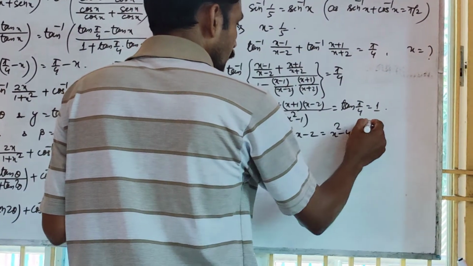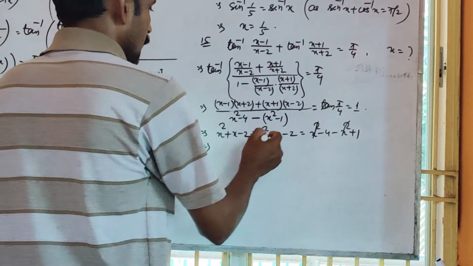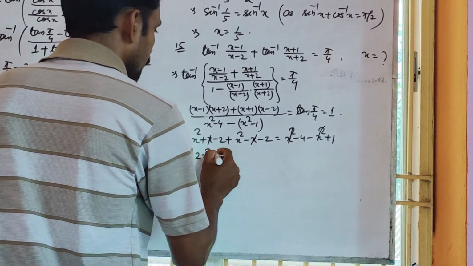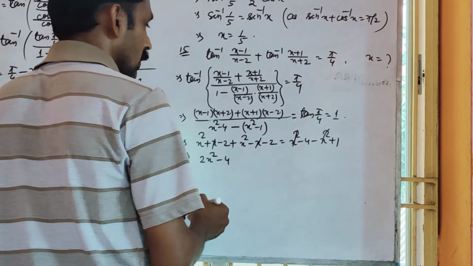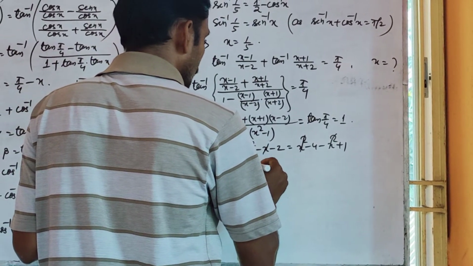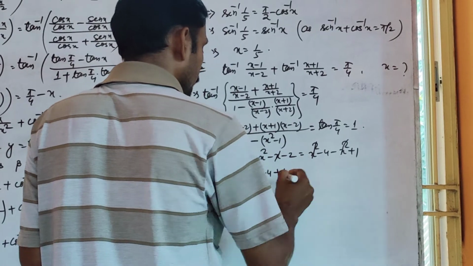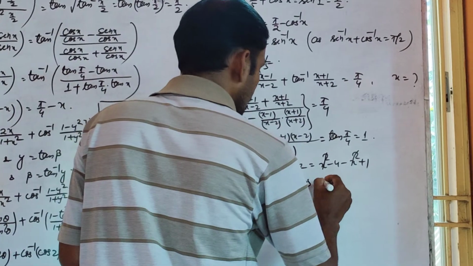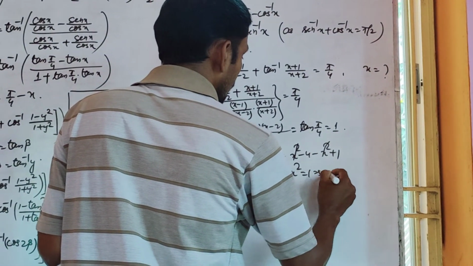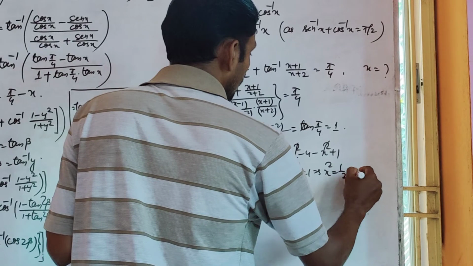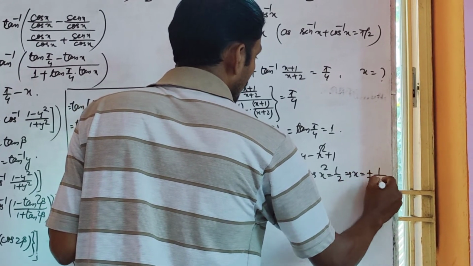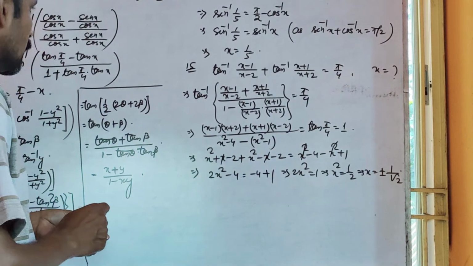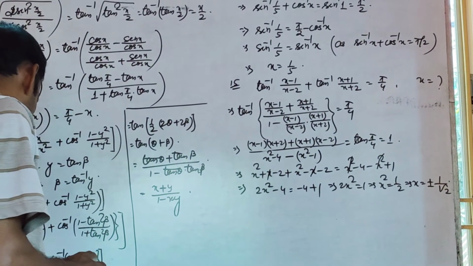Now here x square cancels, plus x minus x cancels, so it is 2x square minus 4 equal to minus 4 plus 1. Again on both sides minus 4 will cancel, so 2x square will be equal to 1. So x square equal to 1 by 2. So x equal to plus or minus 1 by root 2. So this is the solution for question number 15.